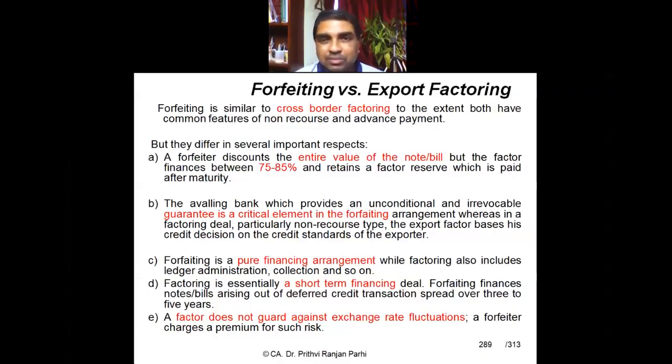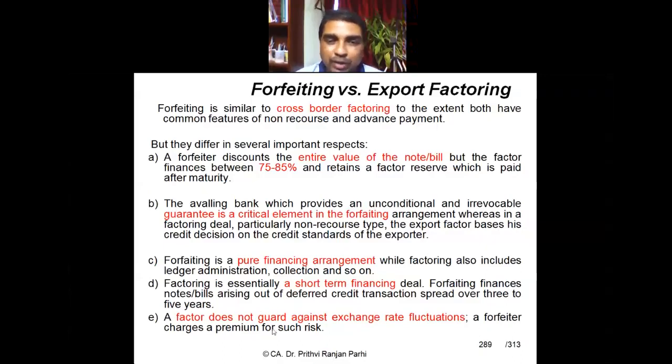Cross-border factoring means international factoring, where two countries are involved. You can say it is international factoring, called cross-border factoring or export factoring. The availing bank, which provides an unconditional or irrevocable guarantee, is a critical element in case of forfeiting. In case of forfeiting, what happens? One bank gives a kind of guarantee. That kind of concept is not there in case of factoring.